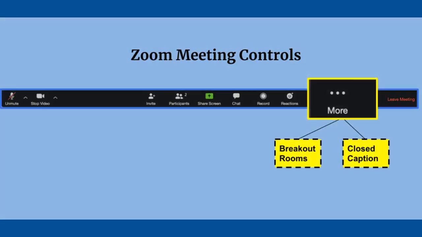A meeting host will have two additional tools. They may be found in More if not on the menu bar. First, breakout rooms. They allow the host to split attendees into small groups and provide them a space to work together. Second, closed caption allows the host to assign a meeting attendee to transcribe the meeting.